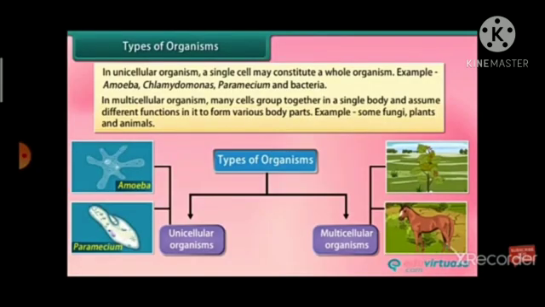We have seen about different types of organisms. There are two types of organisms: unicellular and multicellular. Unicellular means single-celled animals and multicellular means many-celled animals. In unicellular we can see amoeba, paramecium. In multicellular so many animals come, for example, human beings also.